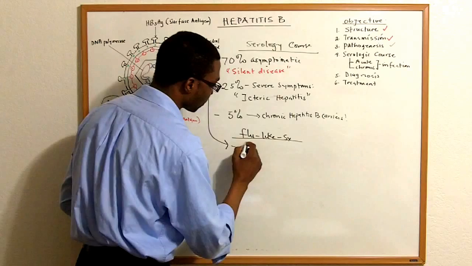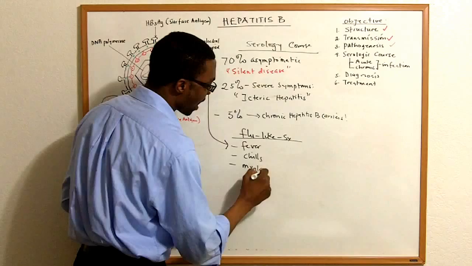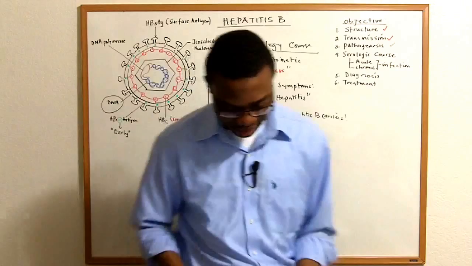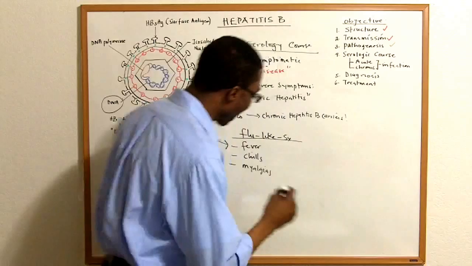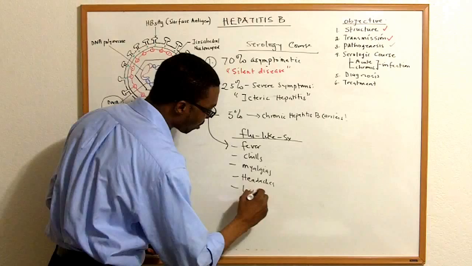Fever, chills, myalgias, right? Joint aches. They also have symptoms such as a little bit of nausea. They might have some headaches, loss of appetite. They might feel a little bit nauseous.